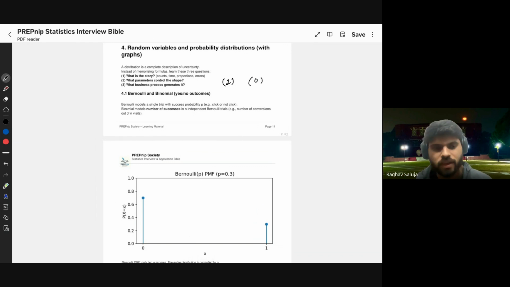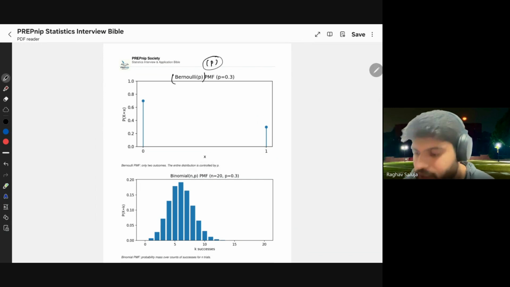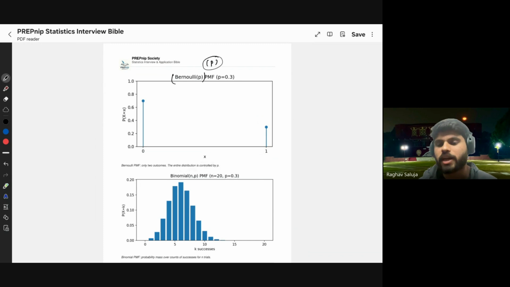If p equal to 0.5, it's a fair coin. If p equal to 0.1, let's say customer click, then it's hard to sell, or the probability of the customer clicking is low. So it is only controlled by one thing, p. That is why the p part, this is a success probability. Okay. So this is the first concept, very basic concept. As you can see, Bernoulli, and in the bracket you can see p, because it is controlled by only p. Yes or no. Single trial with only two outcomes.